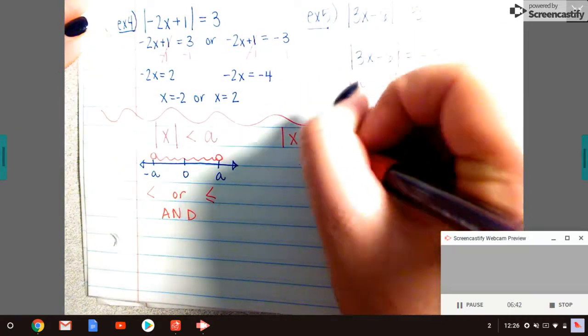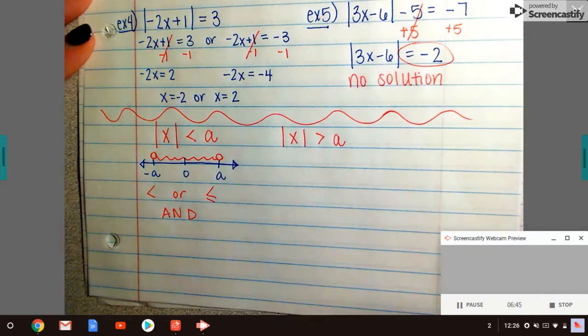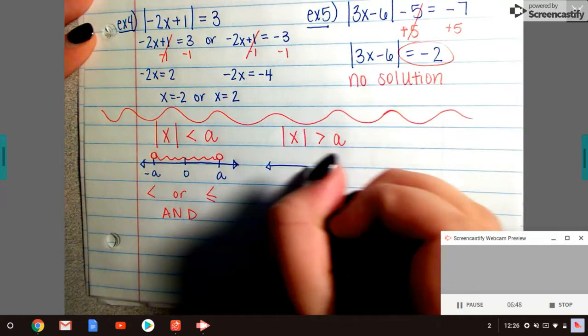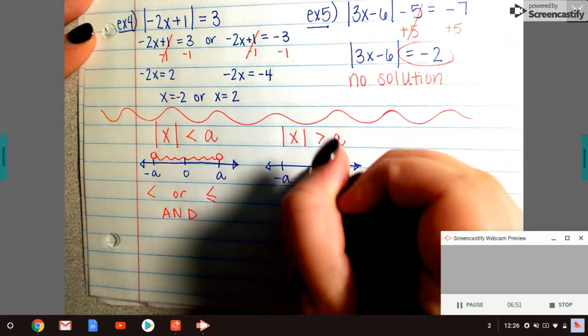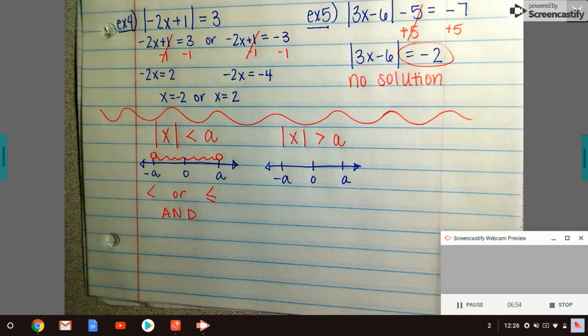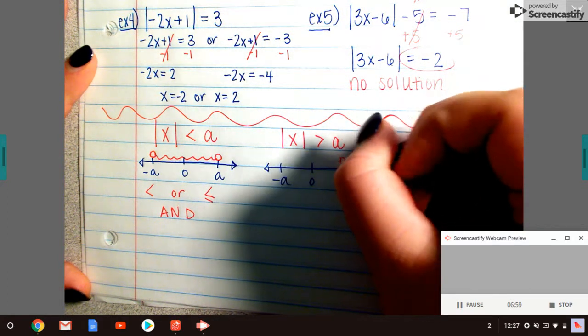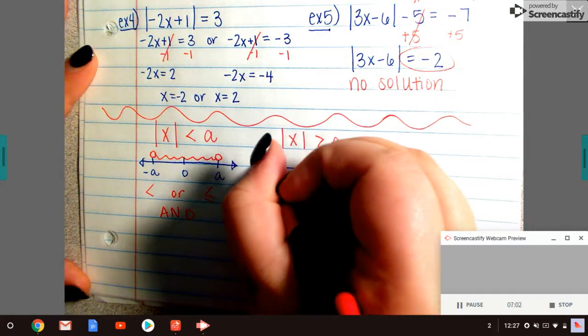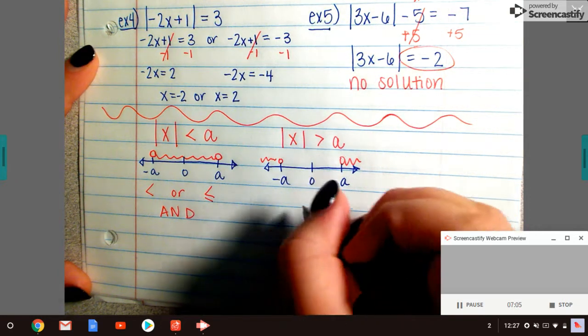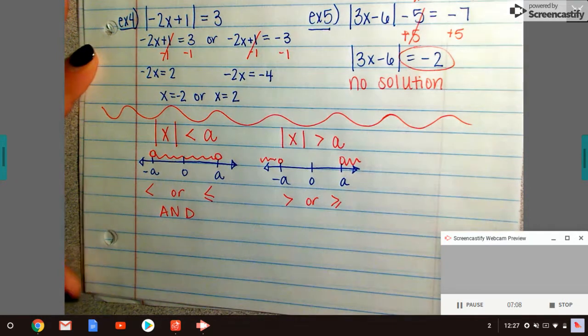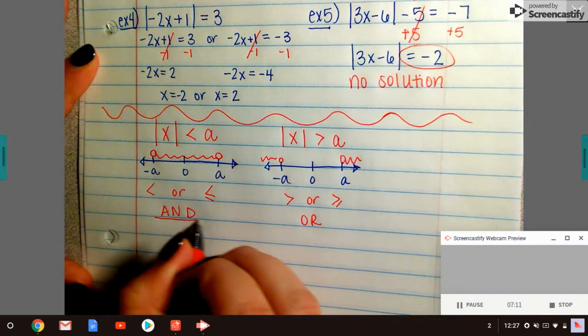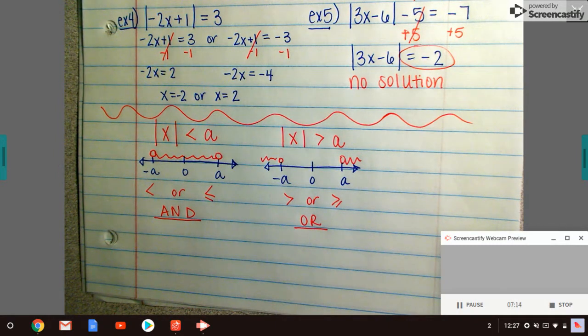Similarly, if I have the absolute value of x is greater than a, it says the distance x lives away from 0 is more than a. So it lives bigger than a away or smaller than negative a away. So everything that is a greater than or equal sign is an or statement. So we're going to be able to convert all of our absolute values into inequalities. Let's do a few examples of these.